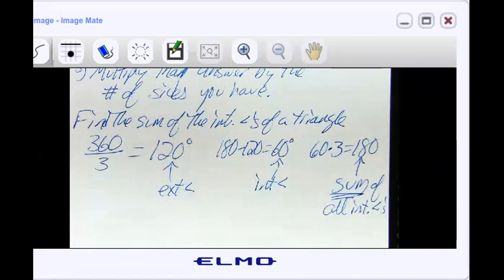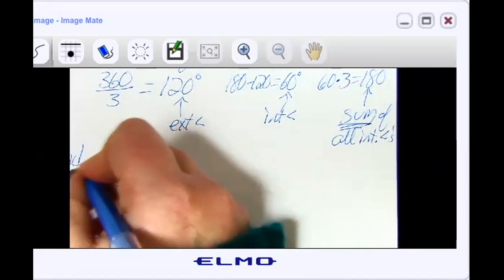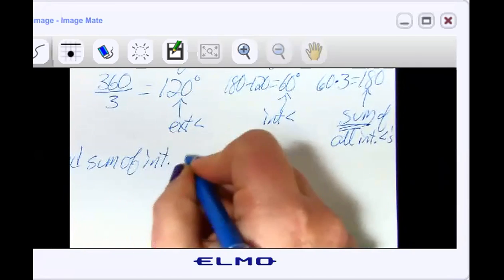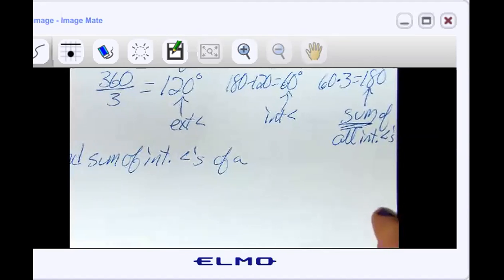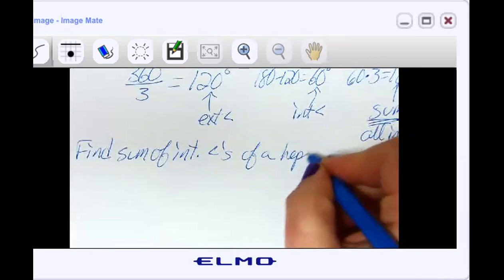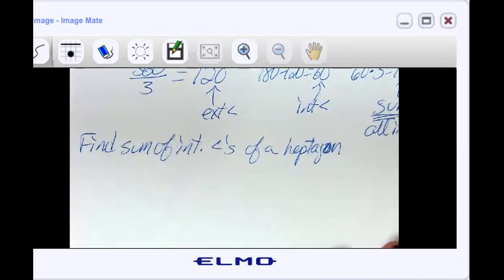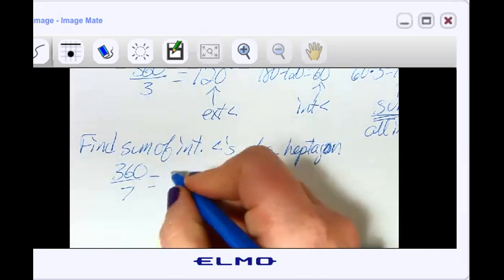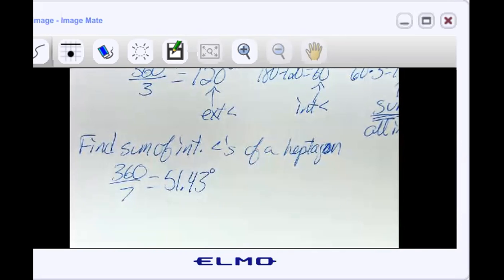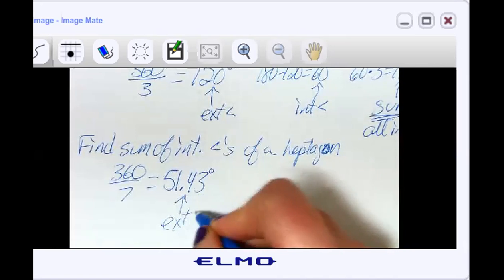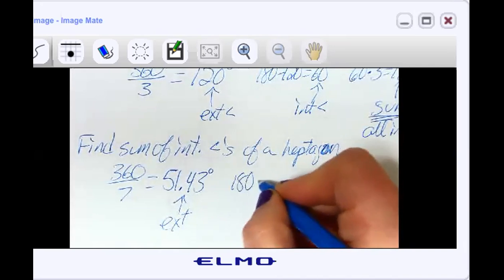Okay, let's try one that we don't know. Find the sum of interior angles of a, I don't know, what do you want to do? Heptagon, how about that one? So you need to know that a heptagon has 7 sides, right? So step 1 says do 360 divided by 7, which means my exterior angle is 51.43. Okay, they're not always going to come out nice, and that's all right. So step 2, that's the exterior. If I was asked for the exterior, I'd have it. To find the interior, I just do 180 minus that number.